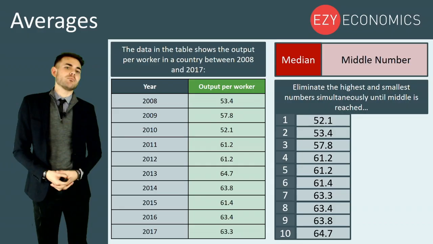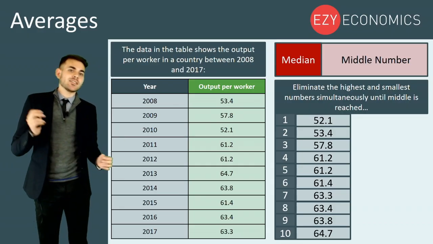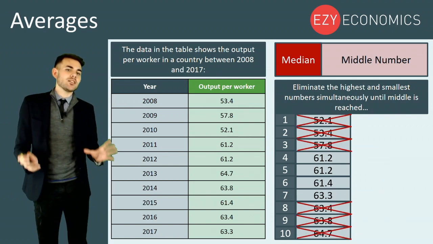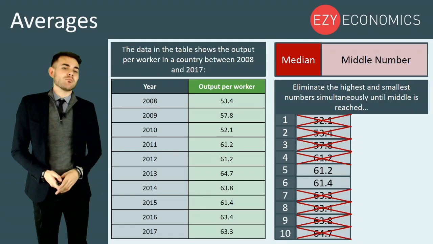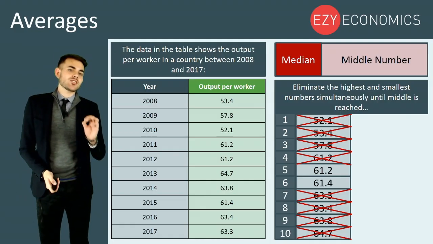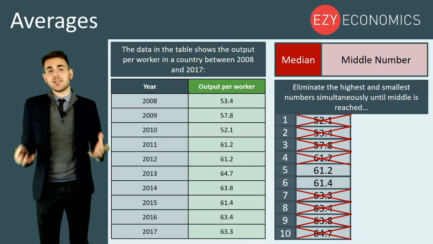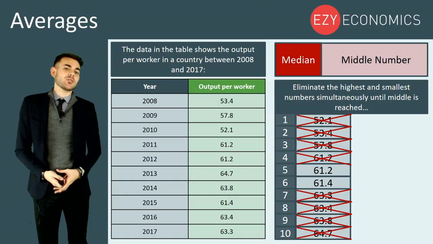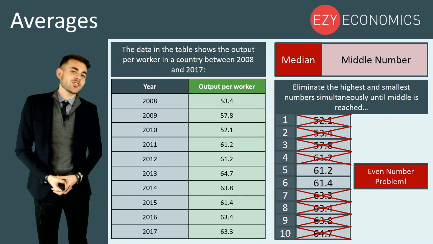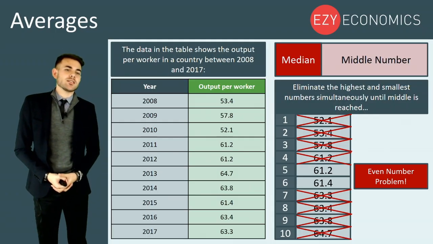Then, to find the median, we're going to simultaneously eliminate the highest and lowest value of the data series until we get to the middle point, and that represents the median. However, what you'll notice here is that when we get to this specific point, there are two data items left, and if we were to eliminate both of them, we'd be left with nothing. Now, this is a common problem you will face when you have to find the median of an even set of items within a particular data set.